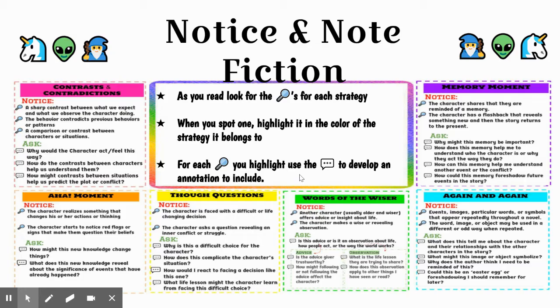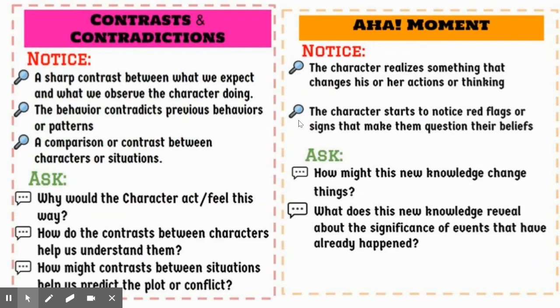that there are a grand total of 6 different notice and note for strategies for fiction. Today, we're only going to look at 4 of these because that is what has been introduced in class. So the first one that we're going to talk about is the pink one, which is contrast and contradiction.